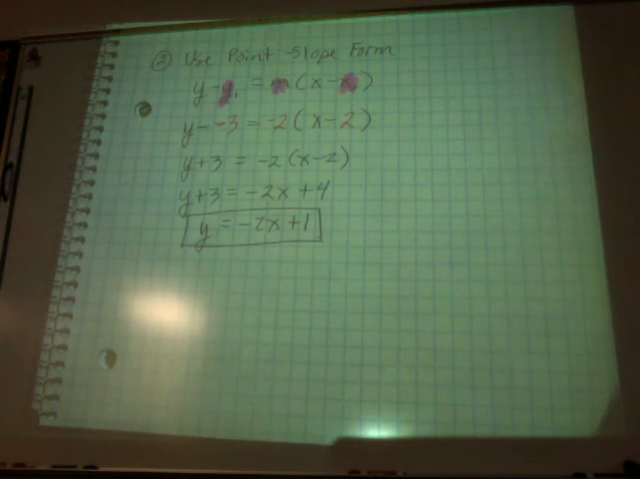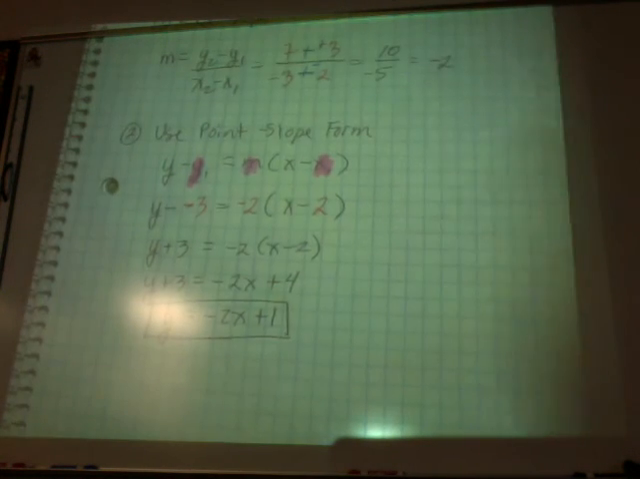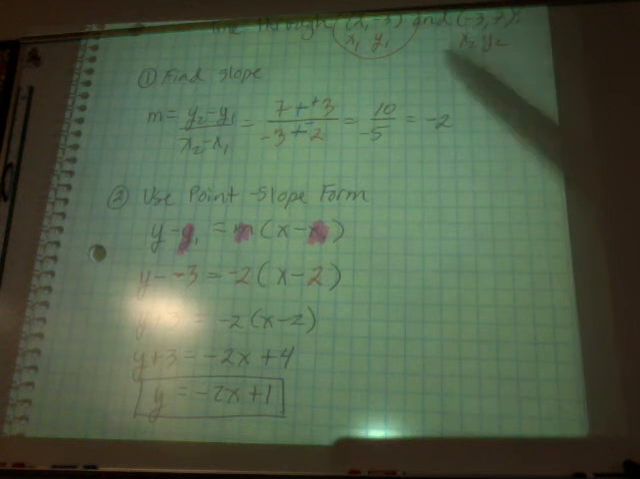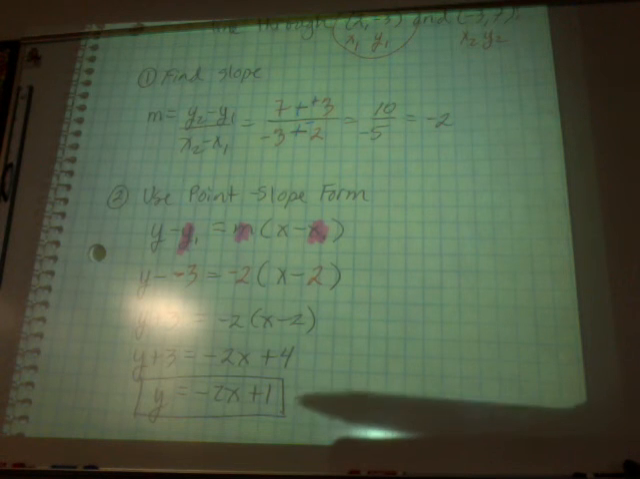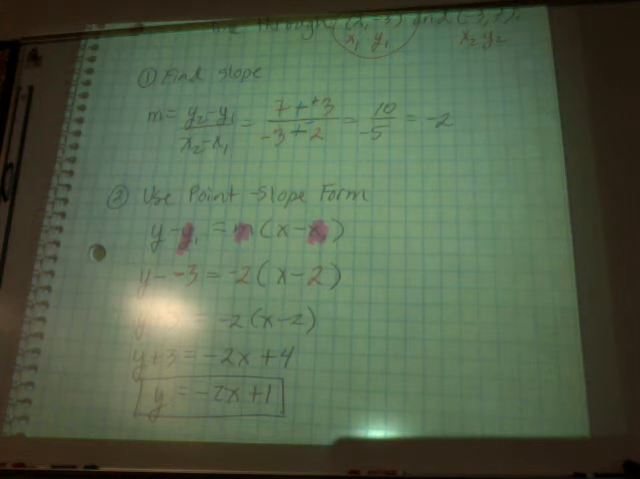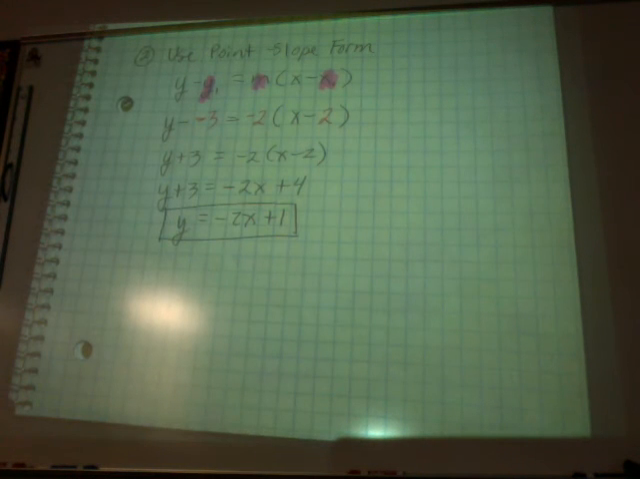Who plugged in the other point? This one. And got the same answer. So it doesn't matter which point you plug in, so long as our answer is in slope intercept form. Now, if he plugged in the other point and I asked you to have the answer in point slope form, wouldn't we have different answers? We would. But if we both have it in slope intercept form, we're both going to have the same answer. So that one requires the most amount of work.